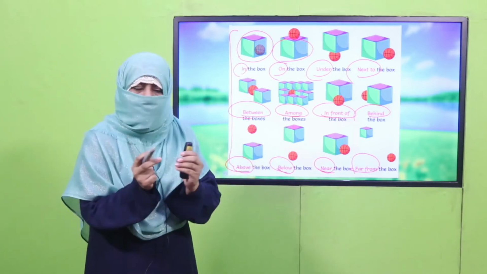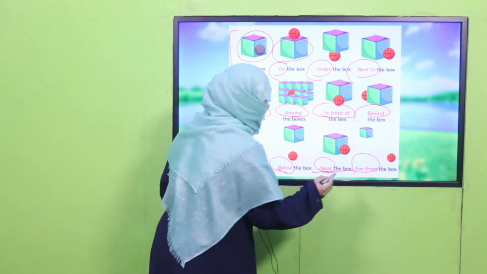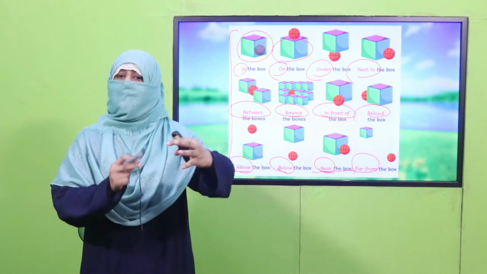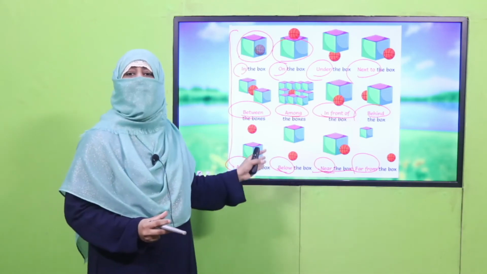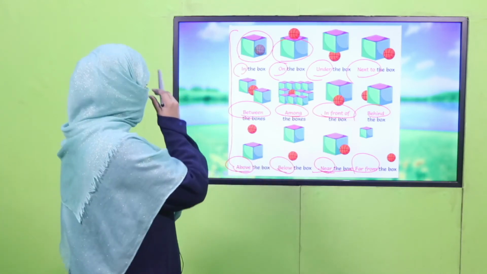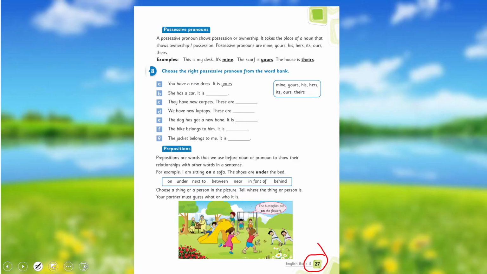If it's closer, it's near to the box, where we have mentioned it's near to the box, but maybe it's far from the table, it's far from the wall. This is how we locate an object by using these prepositions, these position words. Do you understand? Okay, so let's see what your book says about it. Open your book on page number 27.